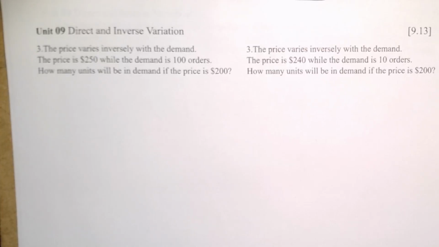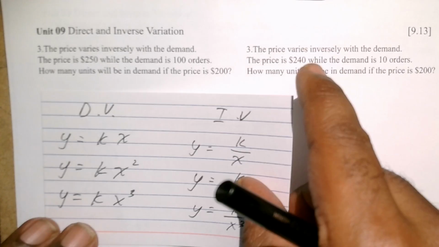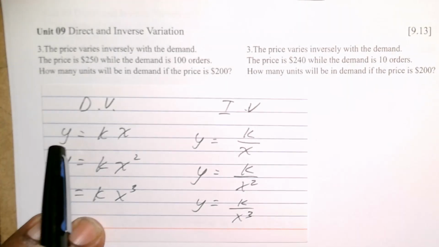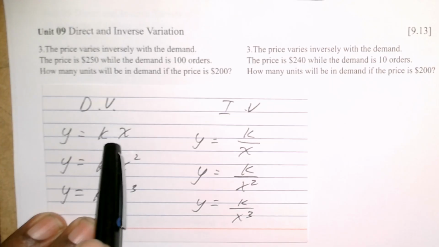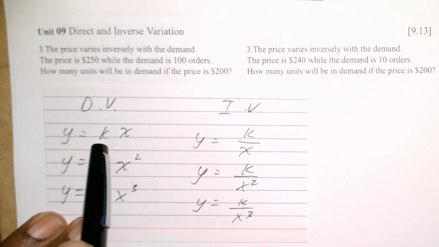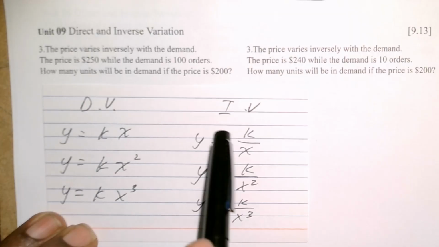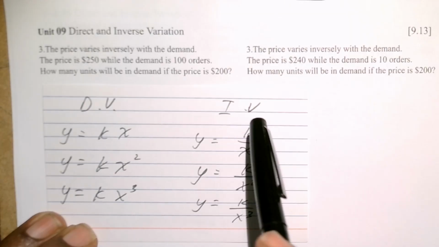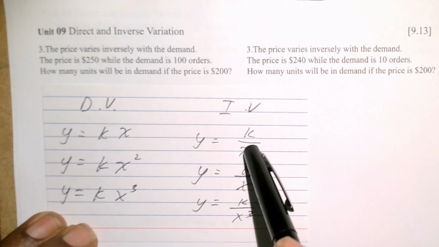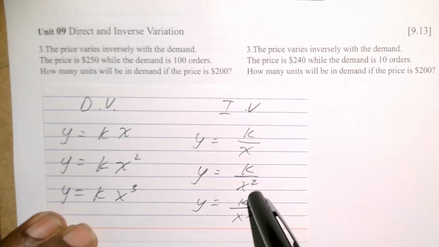Direct and inverse variation equations. For direct equations, the variables, let's say x and y, the one variable will be multiplying times the constant, whether it's x squared or x to the third. There's multiplication with the constant. For inverse variation, the x will be dividing by the constant or into the constant.